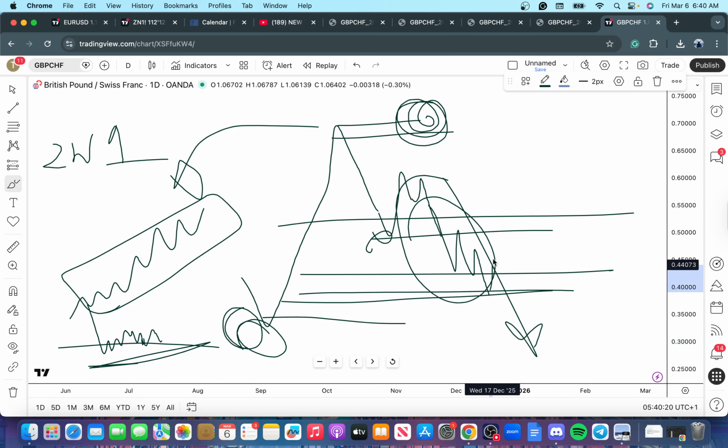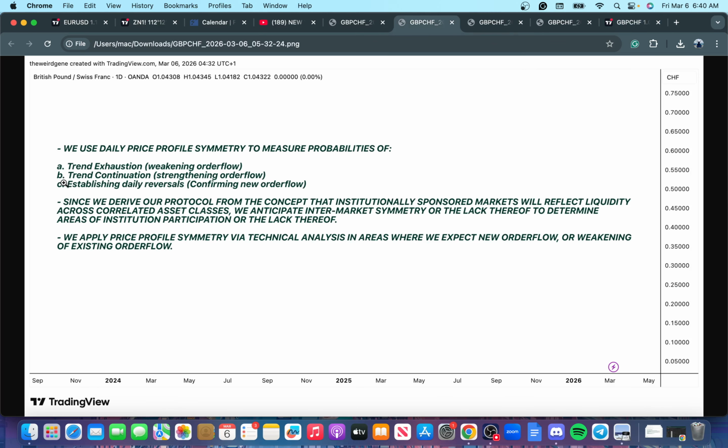And if we get a change in state of delivery with that confirmation, that leads us to number C in our protocol, which is using daily price profile symmetry to establish daily reversals and confirm new order flow. So we're going to talk about that in the third part of the series.